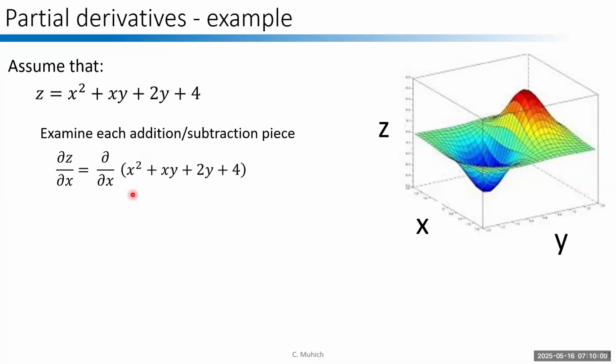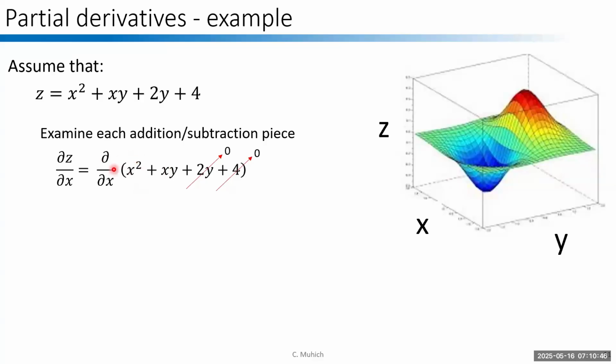So if I look at this first piece, there's a term which includes x. It has to stay. I have my second piece, which is yx. It contains x. This is going to stay. Y is a constant. I then have plus 2y. This term does not contain an x. Therefore, the derivative is going to be 0. Similarly, if I have 4, that's a constant. It doesn't change with x. It's a 0.